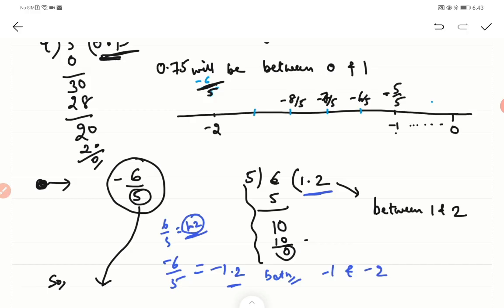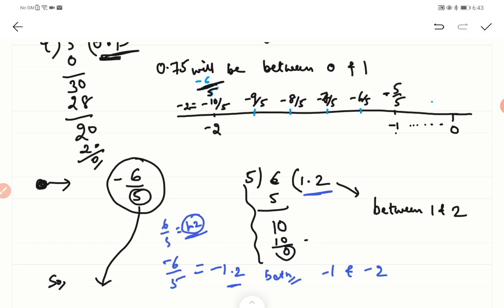-8/5, -9/5, then -10/5. So -10/5 will be how much? 5 ones are 5, 5 twos are 10. So it will be -2. We are correct now. Okay.